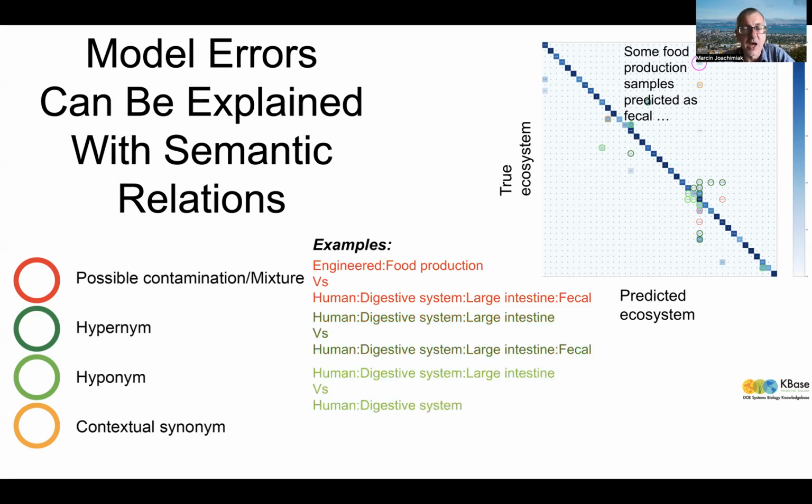Next, we have hyperonyms and hyponyms. These are terms that are lower or higher in the classification. So not exactly wrong, but just not at the right level, still potentially useful. And finally, we have contextual synonyms. These have to do with the degeneracy in the classification. For example, wastewater could be encoded as engineered or host associated.